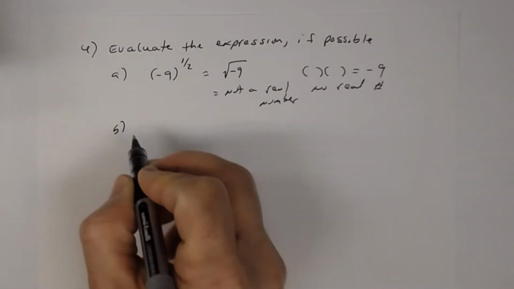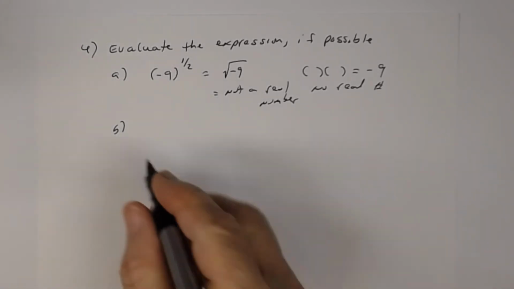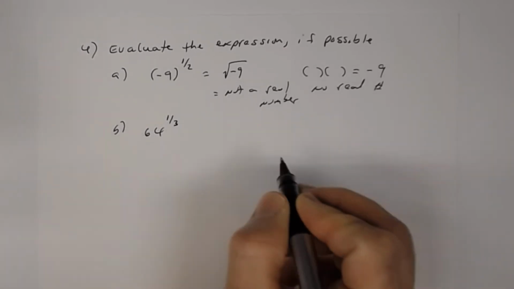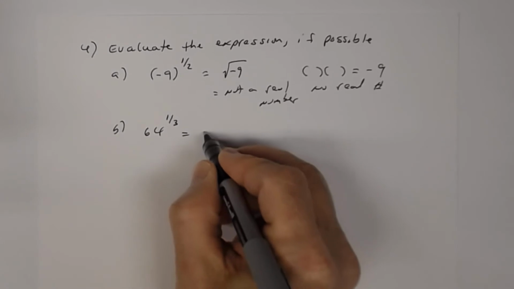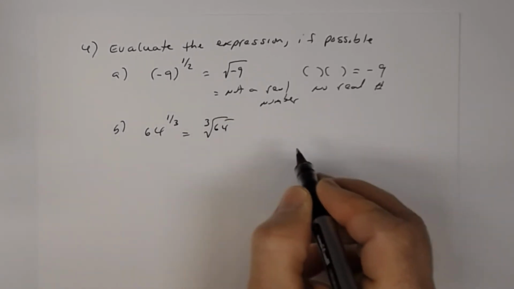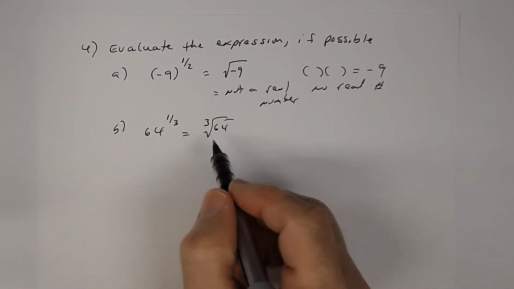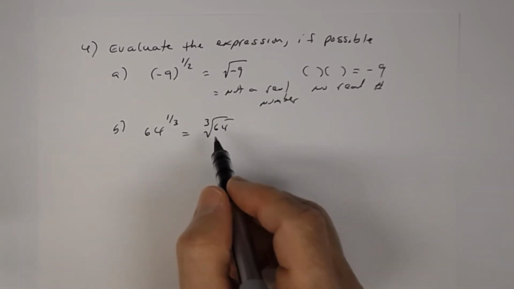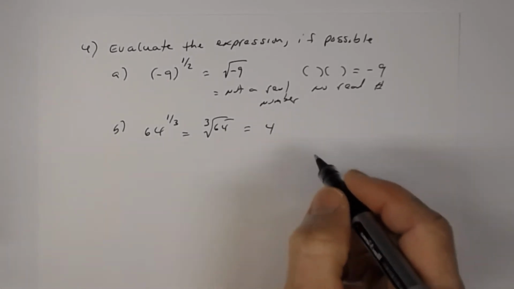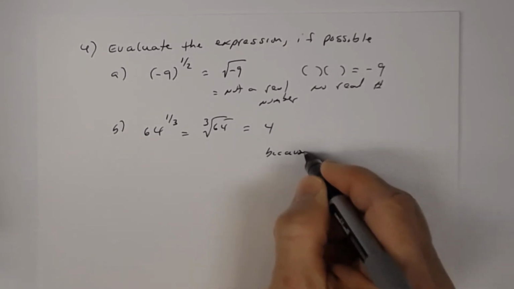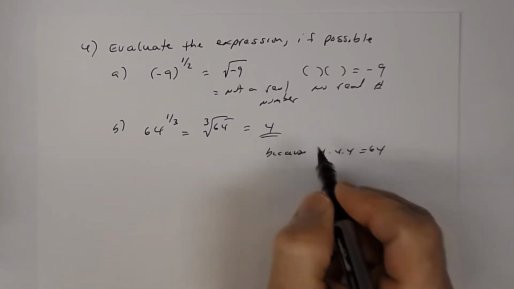Okay, B. So in B, let's suppose we had this. Suppose we had 64 to the 1/3. All right, so I have this rational exponent. I can change it to a radical. So it becomes the cube root of 64. And so simplify and evaluate means simplify if possible. So what times itself 3 times is 64? Well, the answer is 4, right? Because 4 times 4 times 4 is 64. So the answer is 4.